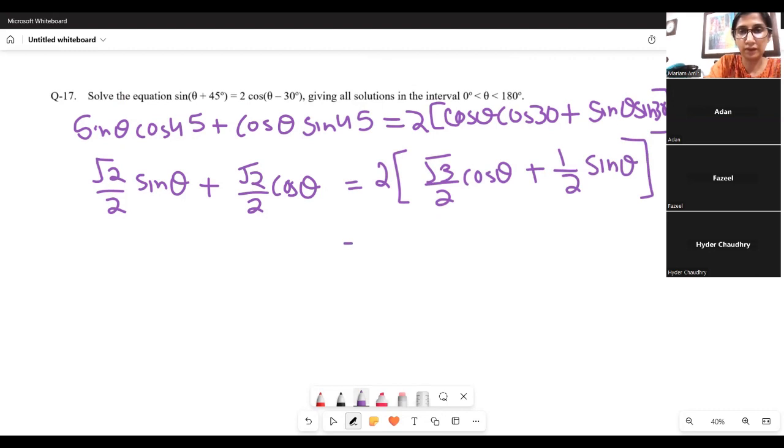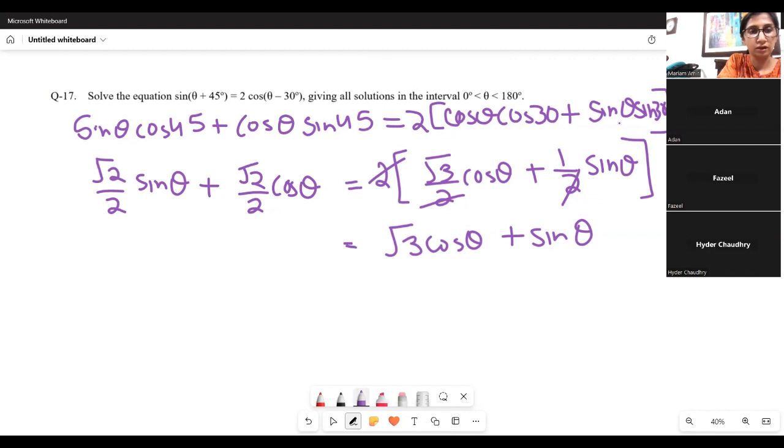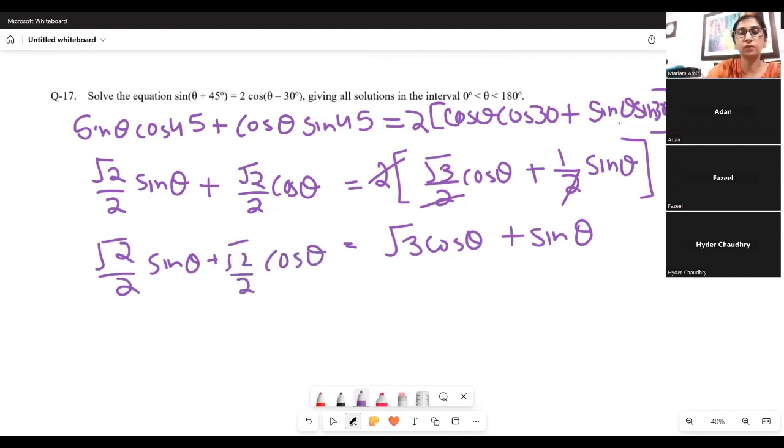So expand the brackets, 2 in the numerator and the denominator gets cancelled. Under root 3 cos theta plus sine theta. And we have under root 2 over 2 sine theta plus under root 2 by 2 cos theta. I'm going to bring the cos terms to the same side, the sine terms to the same side, and then we'll change sine over cos to tan.